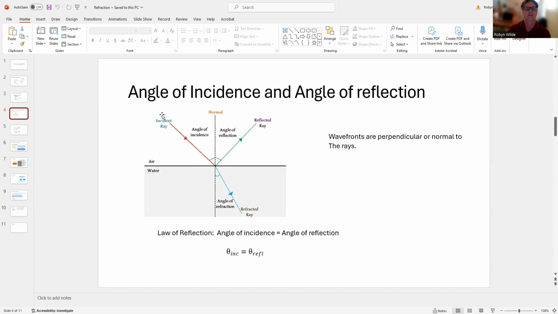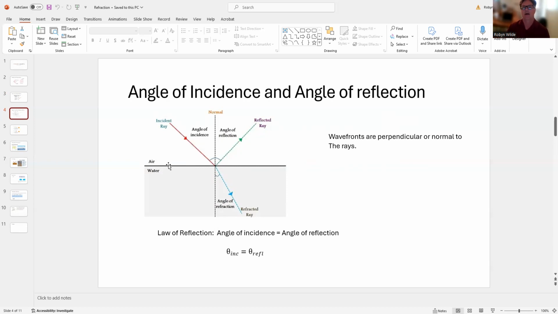So the angle of incidence, I've got my incident ray coming into my air-water interface here. Angle of incidence is this one. Angle of reflection is the angle at which the ray bounces off. Right, so the incident ray is going to come in, and the reflected ray is going to bounce off at the same angle. So the law of reflection is that the angle of incidence equals the angle of reflection. And again, the wavefronts are perpendicular or normal to the rays.